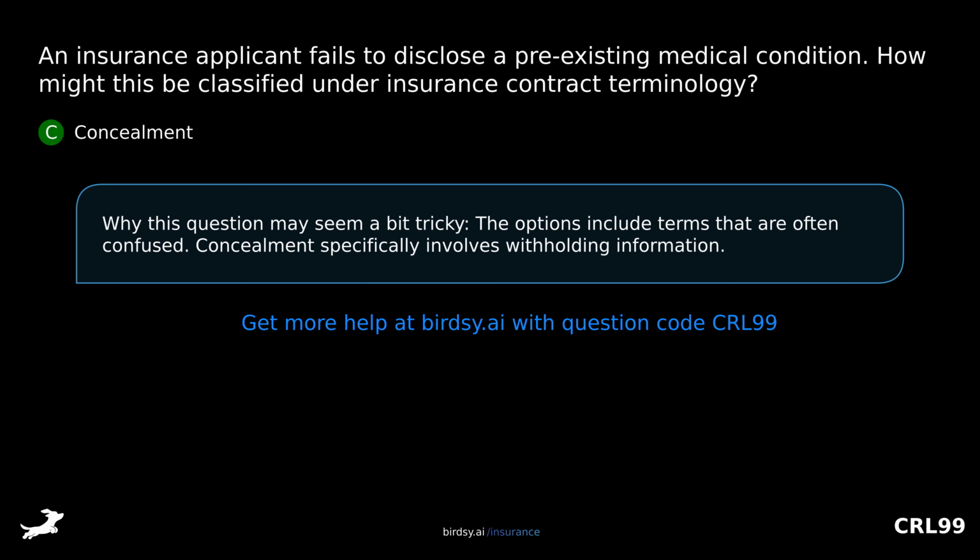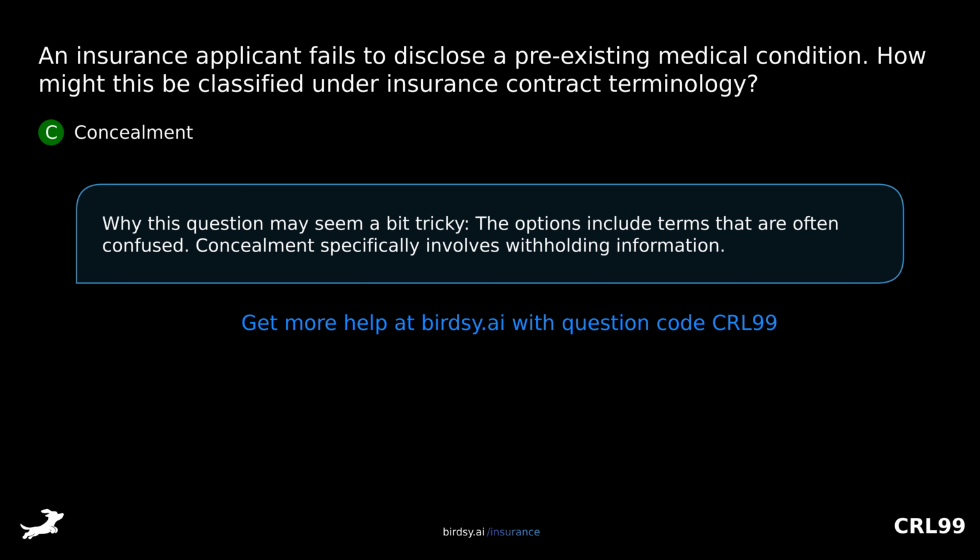Why this question may seem a bit tricky. The options include terms that are often confused. Concealment specifically involves withholding information. What is the primary difference between misrepresentation and concealment in insurance contracts?